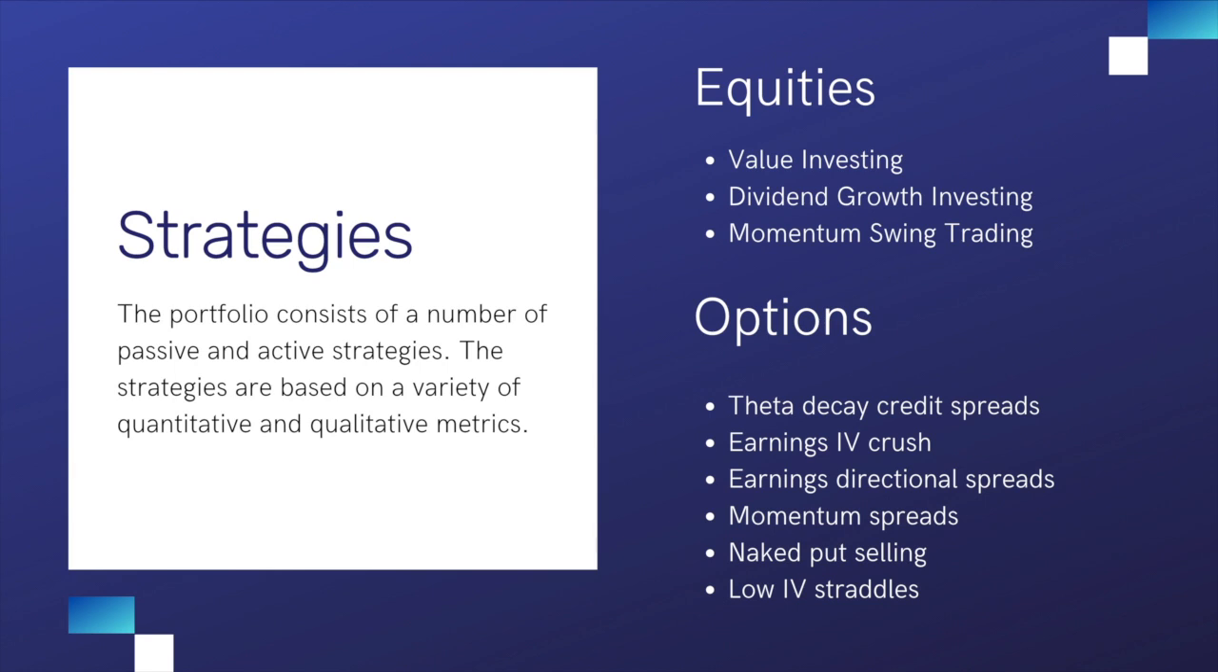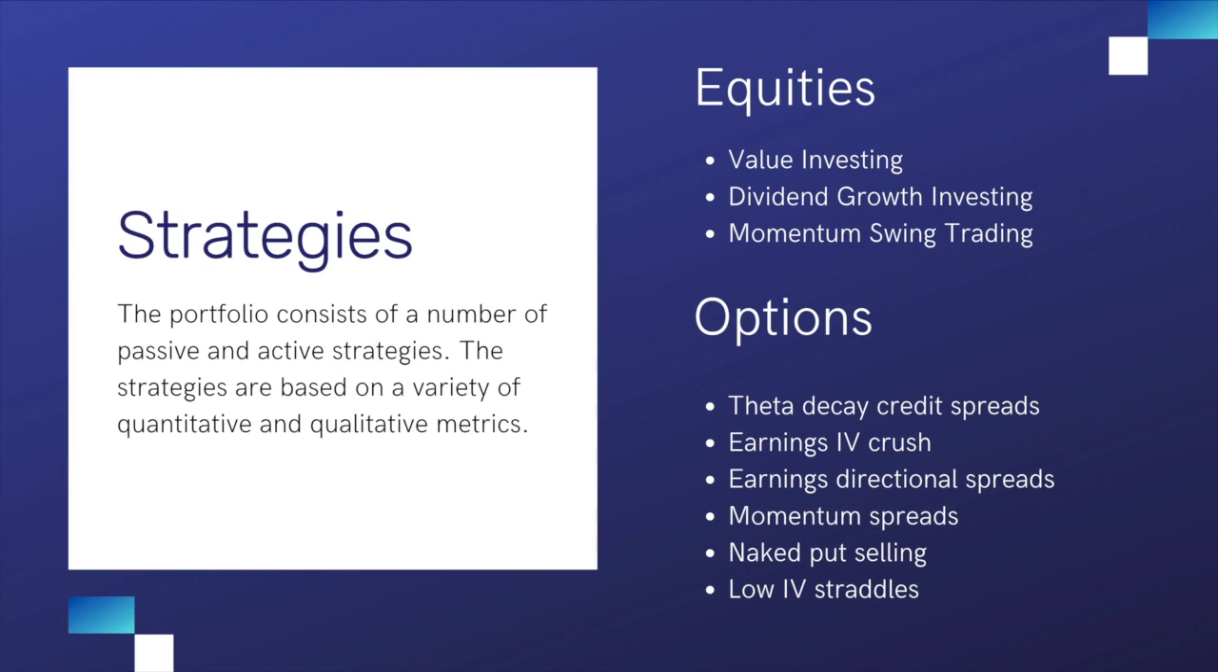The main strategies employed in the equity side of my portfolio are value investing, dividend growth investing, and momentum swing trading. For options, I employ theta decay credit spreads, earnings trades, including IV crush and directional spreads, momentum spreads, naked put selling in indexes, and low IV straddles. I highly recommend researching any of these topics that you don't understand just yet, but I'll be releasing detailed videos on how these strategies work and how to analyze the risks and rewards from any single strategy.